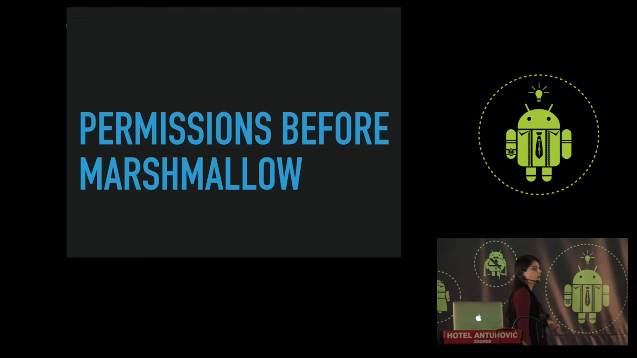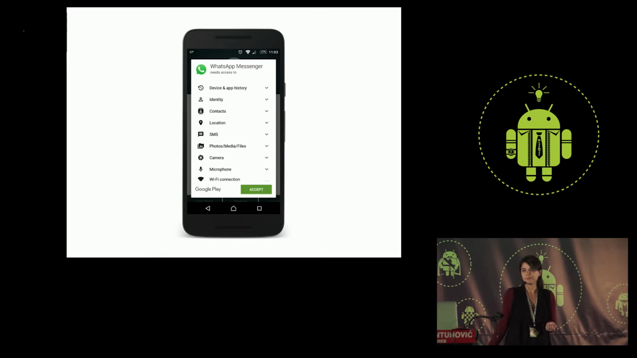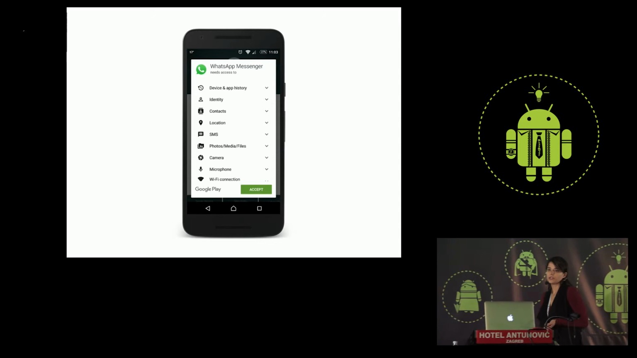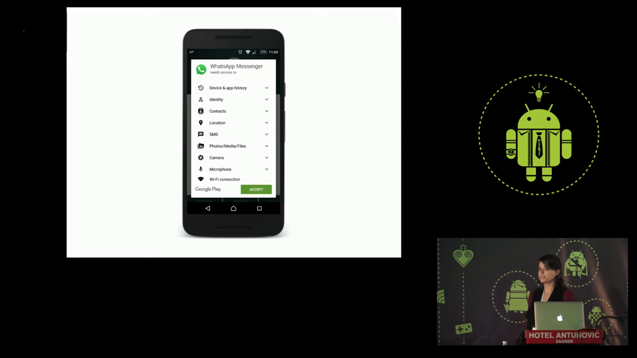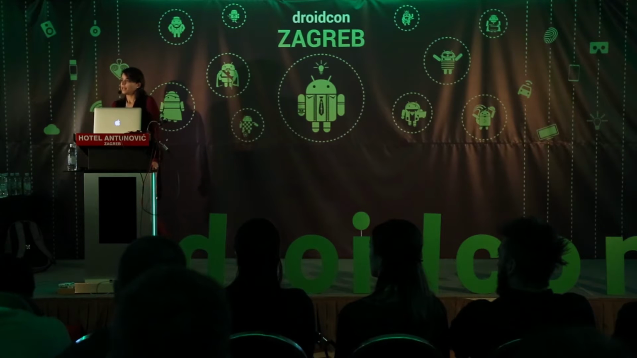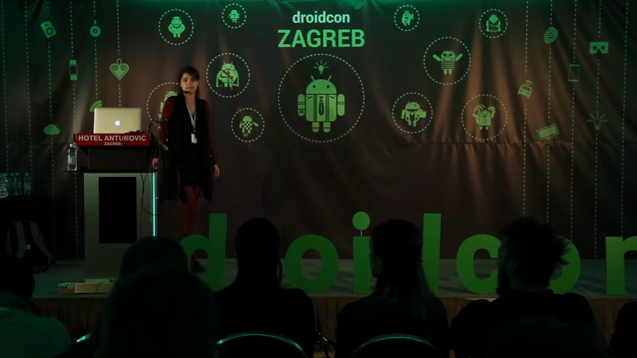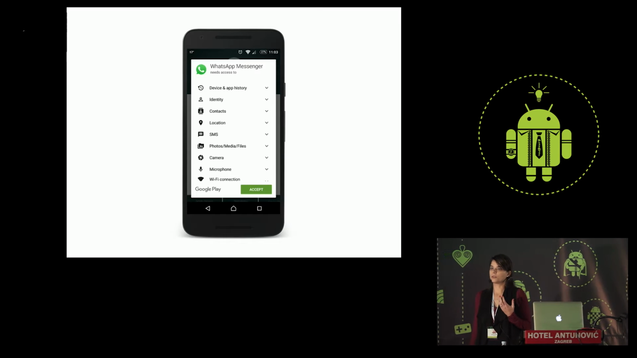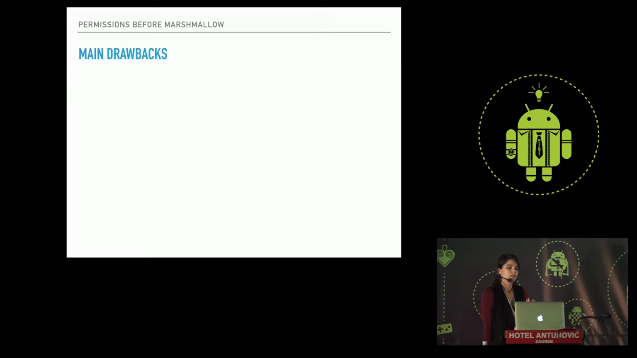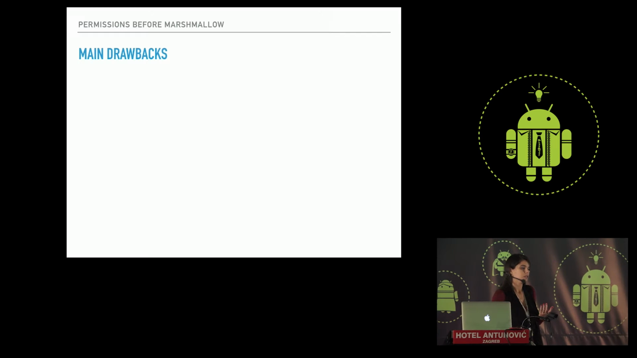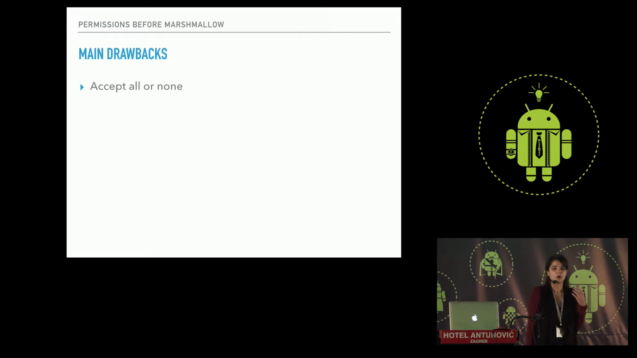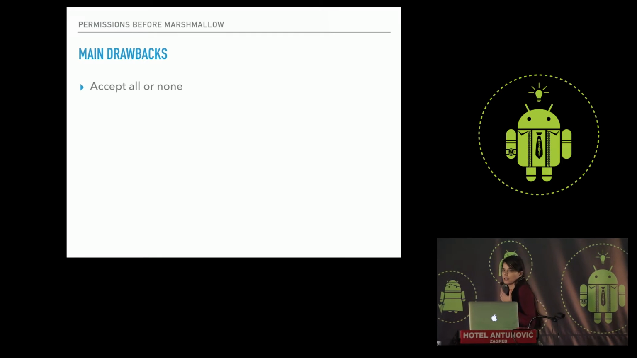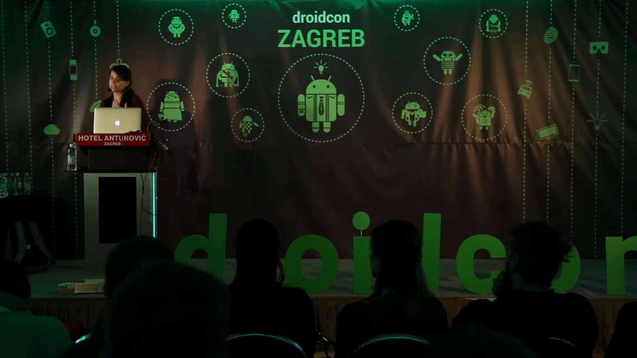Now, let's check how permissions worked before Marshmallow. Before Marshmallow, each app needs to list all the permissions it requires in the Android manifest file, and in this typical scenario, when the user goes to Google Play and finds the application he wants to install, the system prompts him with a dialog where he needs to accept all the permissions prior to installation. Some obvious drawbacks of this method are that the user cannot opt out of any permission. He needs to accept all the permissions or not install the app at all.